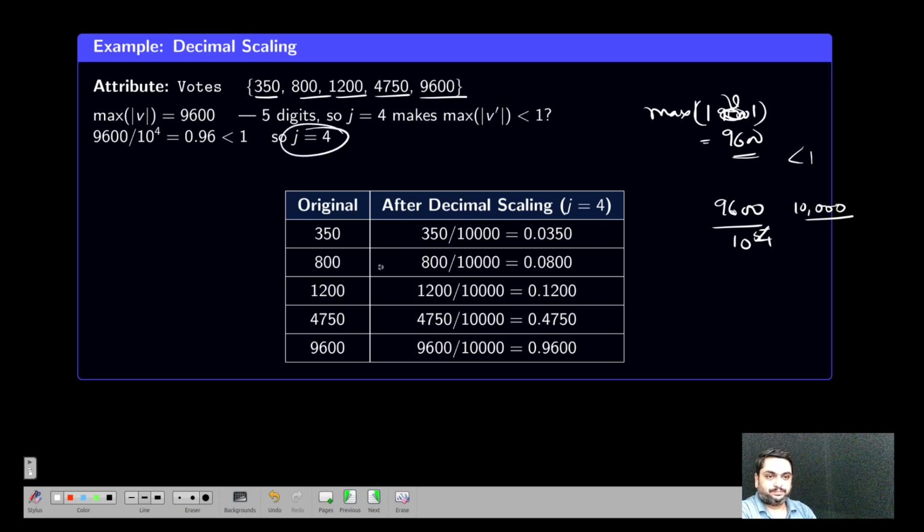Very simple. And then divide by 10 power j. That is how you get the final normalized values. So what are you doing? You are just scaling, which means you are reducing the scale. You are dividing by 10 power some j. For every v you divide, but how do you get that j? By taking the maximum of the values given.